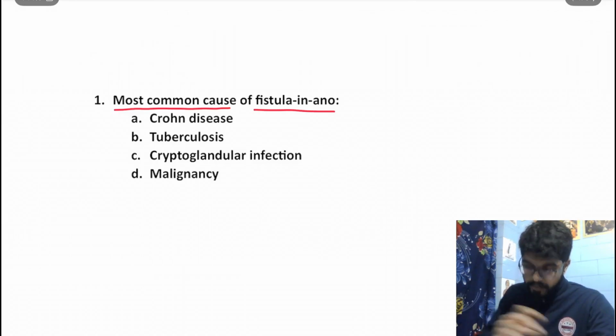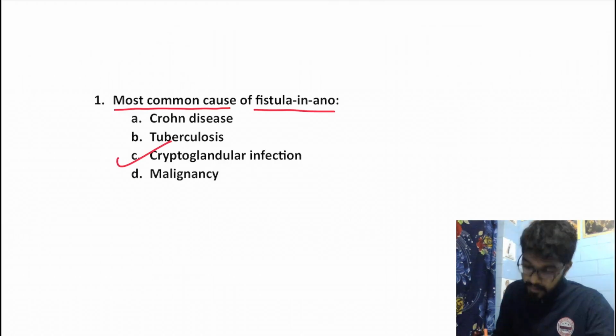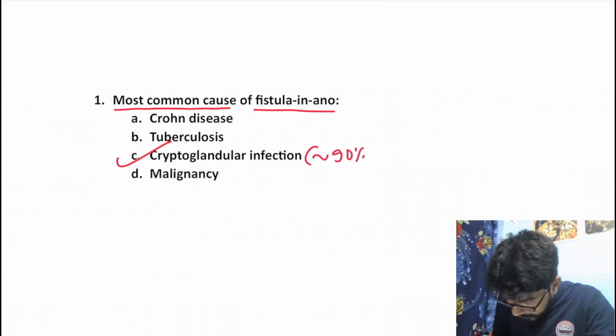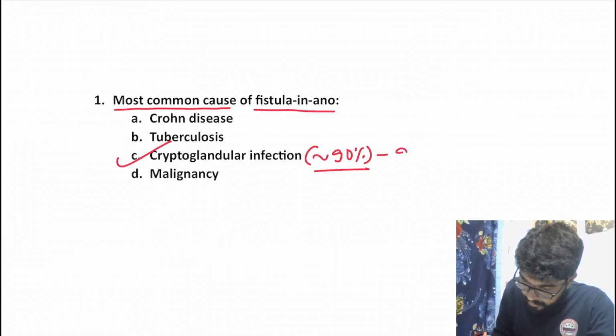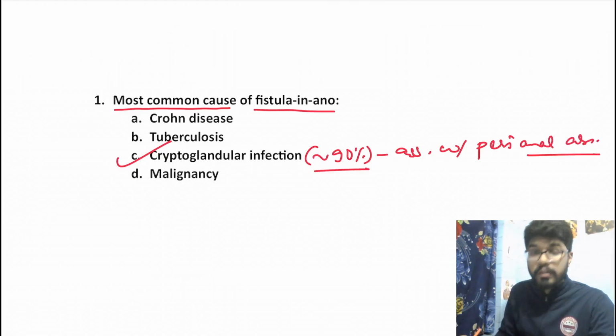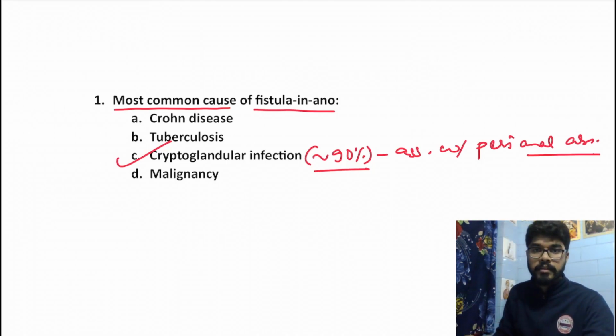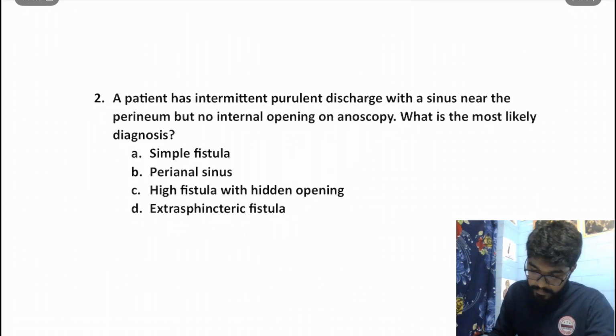All the given options are causes of perianal fistula, but the most common cause is cryptoglandular infection. Okay. Now this accounts for around 90% of all the causes, and remember that it is almost always associated with perianal abscess if it progresses to fistula. Okay. Moving on to the next question.